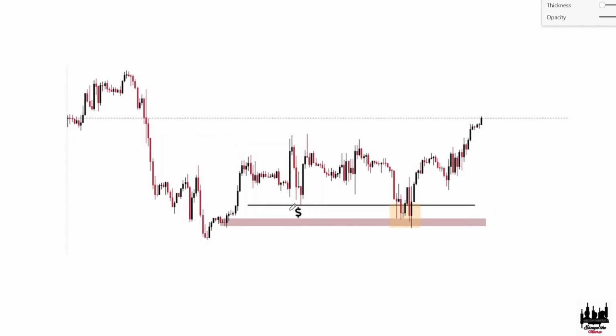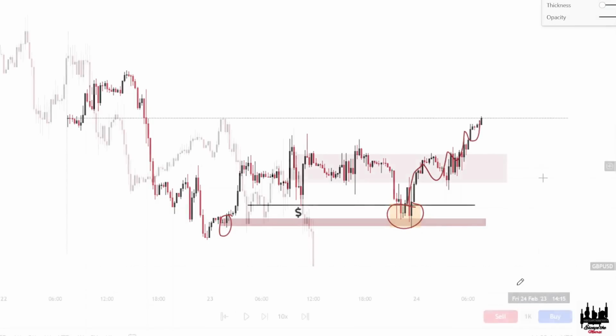And as you can see, that's what happened here. Price took out the liquidity, forced the stop hunt, reacted from our order block, and continued higher. So let's go over this example.